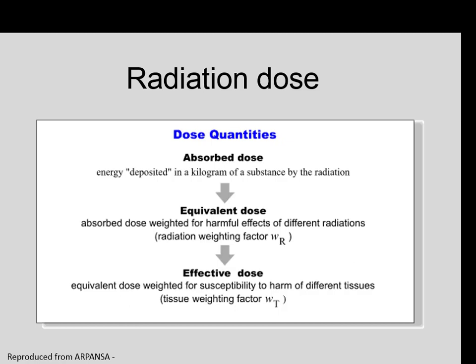If we then wish to look further at the harmful effects of radiation on people, we need to weight the equivalent dose by the susceptibility to harm for different types of tissue. This is known as the effective dose. This provides a measure of risk from radiation. The units for the different radiation dose quantities are the Gray for the absorbed dose, the sievert for equivalent dose, and we also use sievert for effective dose.